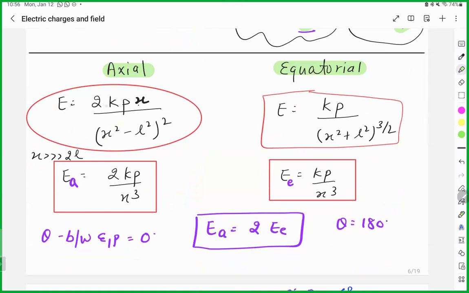At the axial point, it will be 2kpx by x square minus l square the whole square. But here you don't have 2. Everything else is the same, but you don't have 2. Second, x is not there, but instead a plus sign and 3 by 2. Second, if you take the common situation, x is much greater than 2l, then here you will have 2 and here it will be 1. Everything else will be the same. Can we say at the axial point it is double of the equatorial point, just multiplying with 2?